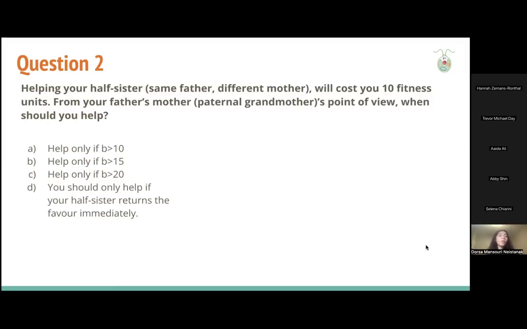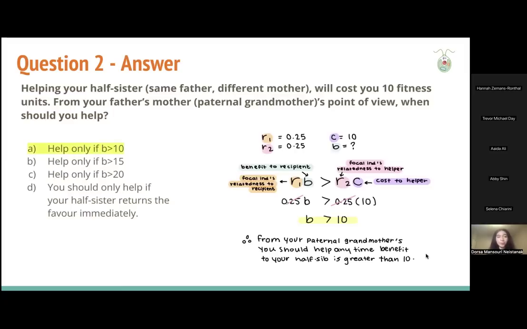However, this time we're asking from your father's mother, or paternal grandmother's, point of view, when should you help? Pause it, take a while to see. Next slide. All right, so the answer to this one is A.